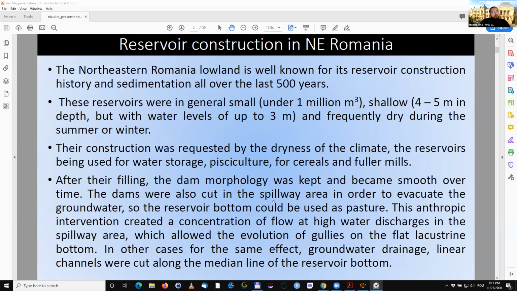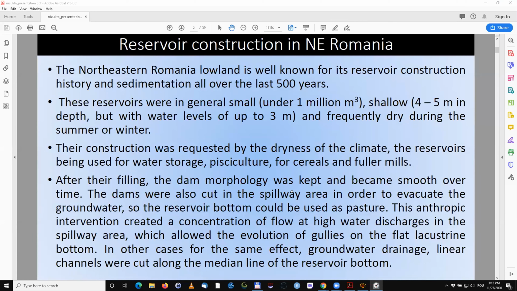So in our case, we had a LiDAR data set which was acquired using a plane. We speak about a regional data set covering northeastern Romania with a very good density, 1 to 6 points per square meter. We were able to identify features that we knew exist from the literature. In the last 500 years in northeastern Romania, a lot of small reservoirs were built, small and shallow. Their construction was required by the dryness of the climate, because they were used mainly as cereal and fuller mills, but also later for pisciculture and also for water storage.